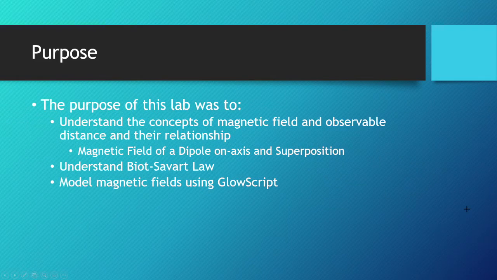The purpose of this lab was to understand the concepts of magnetic field and observable distance and their relationship, specifically for the magnetic field of a dipole on axis and superposition, to understand the Biot-Savart law, and to model magnetic fields using GlowScript.